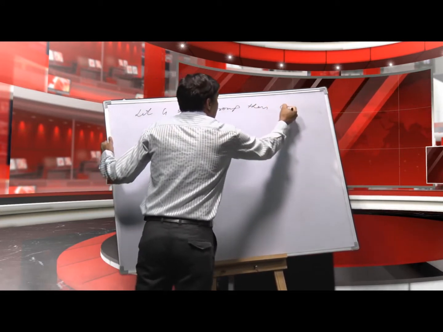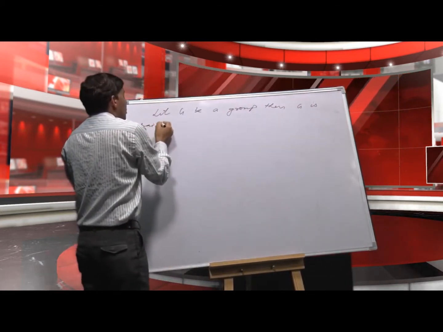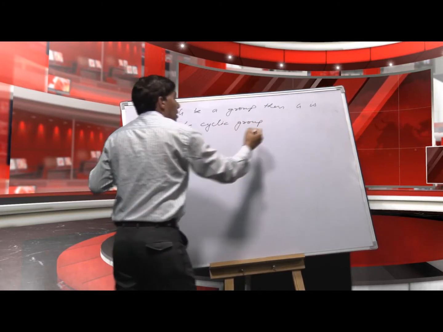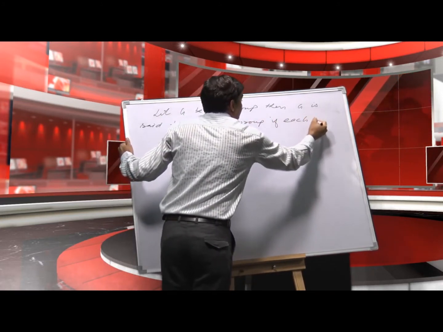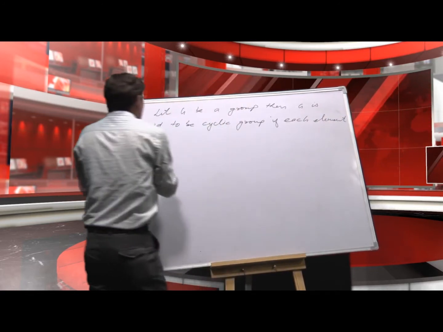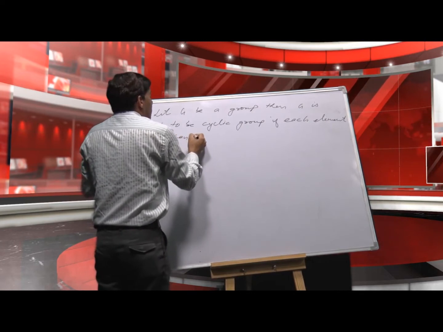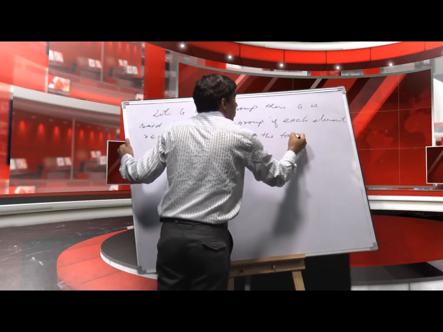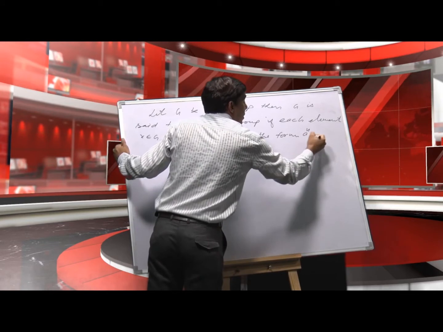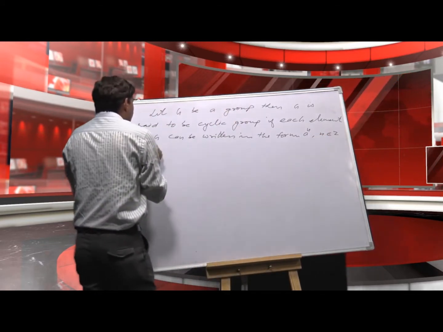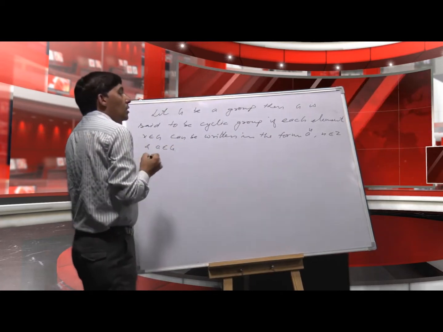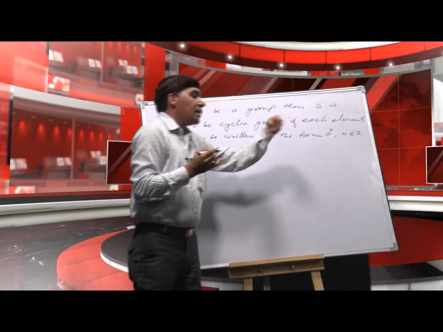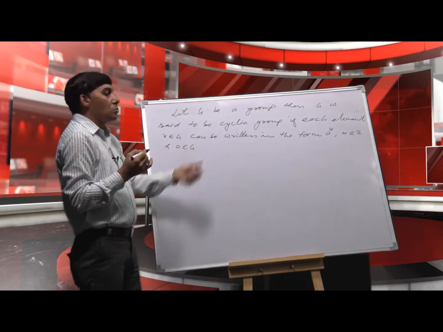Let G be a group, then G is said to be cyclic group if each element x belongs to G can be written in the form a raised to power n, n belongs to Z and a belongs to G. That means every element of G can be written in the form a raised to power n, n is an integer and a belongs to G.